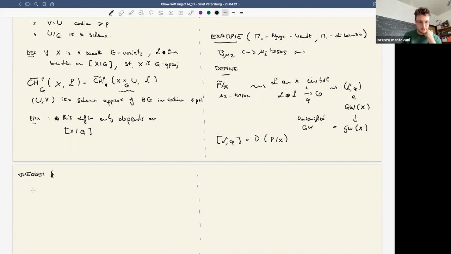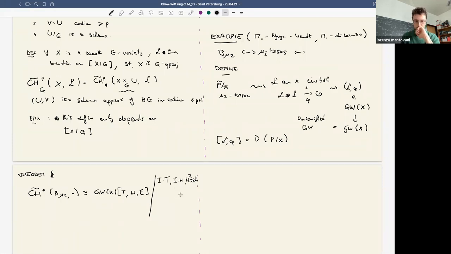It says that the Chow-Witt ring of BMU2 is isomorphic to the Grothendieck ring of the base field with three algebra generators, T, H, E. Yes, with a lot of relations. I'll try to write them in order. So H squared equals H.